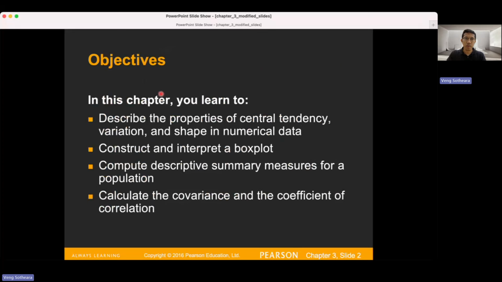In this chapter, you will be able to describe properties of central tendency, variation, and the shape in numerical data. You'll also be able to construct and interpret box plots, compute descriptive summary measures for a population, and also calculate the variance and coefficient of correlation.